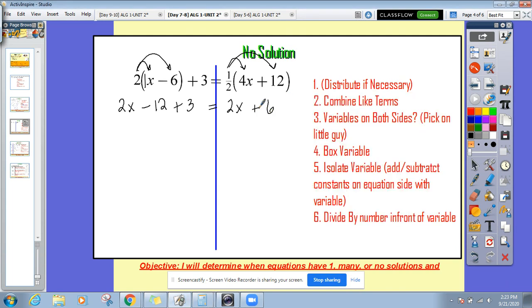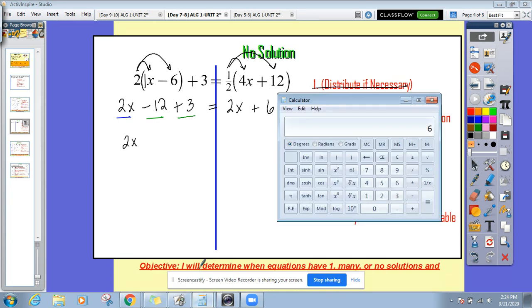Okay. So we've distributed. We now want to see if we can combine like terms. So I look on my left-hand side, there's a 2x. And then there's a negative 12, which is a constant, and a positive 3, which is also a constant. The 2x does not combine with anything, so I bring it down. And the negative 12 and positive 3 can combine. So I have negative 12 plus 3, and that's equal to negative 9.